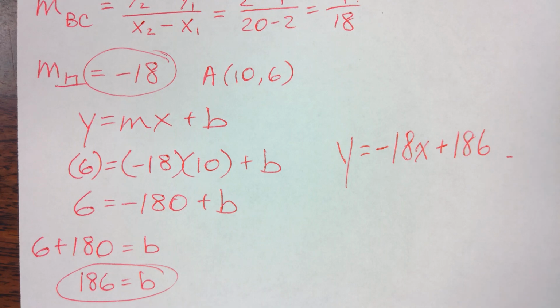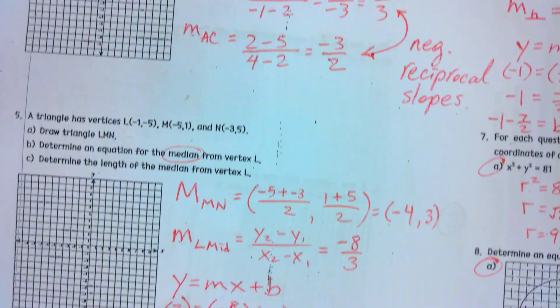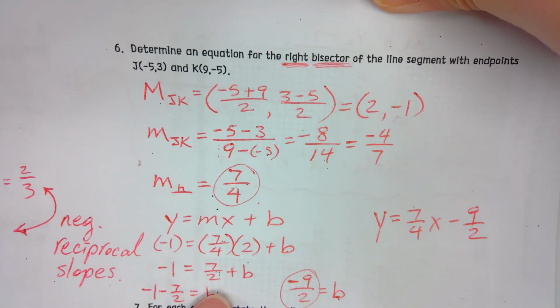So there you go. That's your review video. This one is to find the altitude. This one on page 19 is to find the median. And this one on page 20 is to find the right bisector. Make sure you know those three.